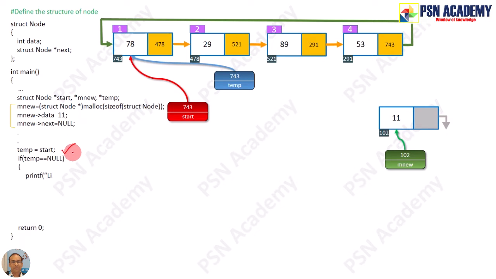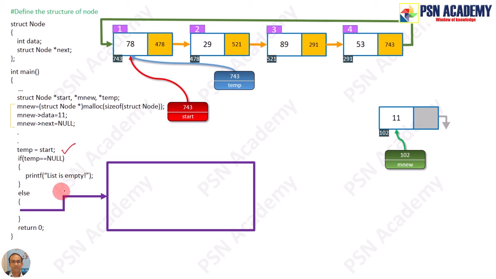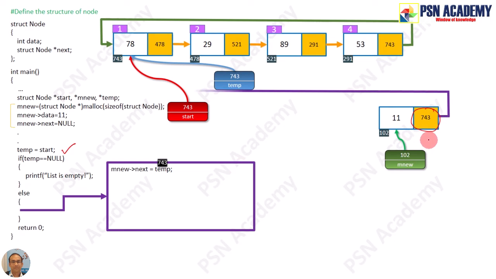Now, if temp is null, then report that the list is empty. Now, in the else part, you write like this: nu next equal to temp. Now, what is nu next? The nu next is here. Now, here you write temp. Now, what is temp? 743. So, you write 743. And as soon as you write 743, then the nu next pointer will start pointing to the node at 743, which is the first node.